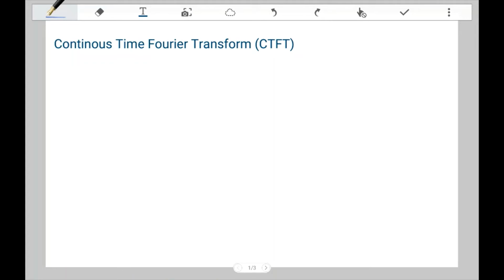This lab is about continuous time Fourier transform. Continuous time Fourier transform is used to convert a signal from one domain to another domain. Let's say we have a signal in time domain and we want to convert it into frequency domain. In that case, we will use Fourier transform.